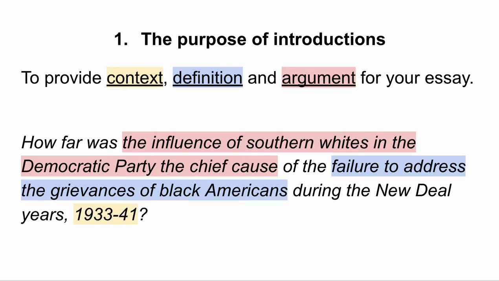So here's an example question. How far was the influence of Southern whites in the Democratic Party the chief cause of the failure to address the grievances of Black Americans during the New Deal years? So context of the years. The key terms we're defining there are failure to address the grievances of Black Americans. So you'd have to set out what that means. So social, political, economic inequality, for example. And then you're arguing against that, the point that's raised, or agreeing with that. Was it the influence of Southern whites in the Democrat Party, or was it something else? So that's the purpose of introductions.